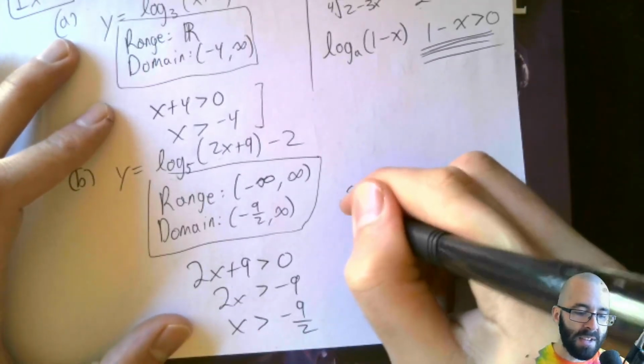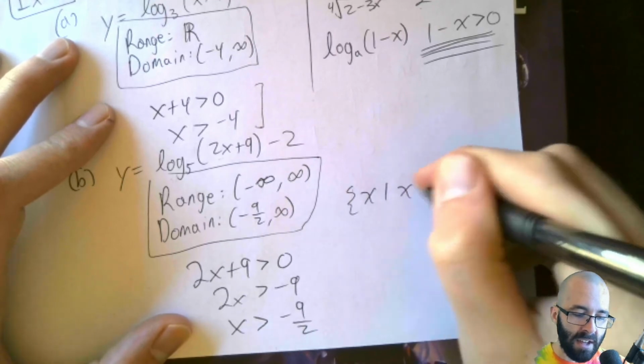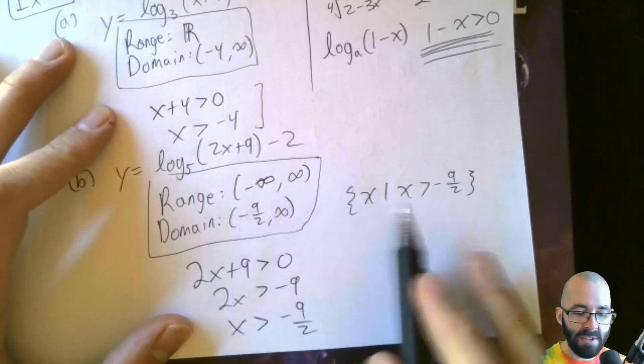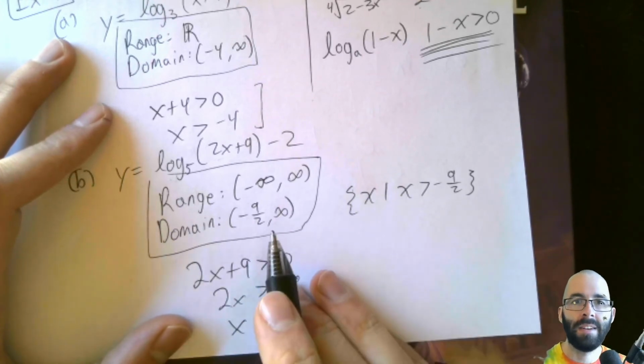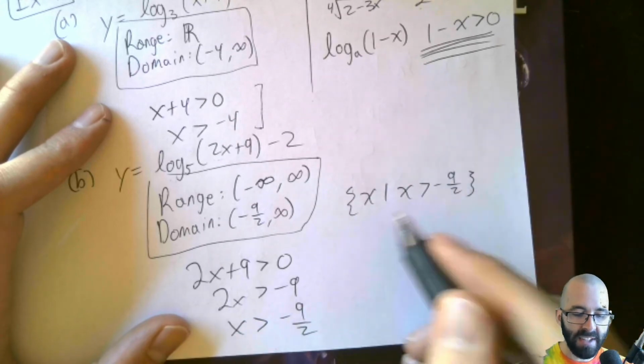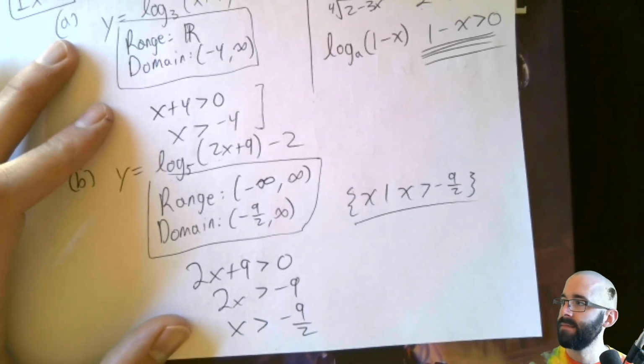And again, if you want to use set builder notation, the set of all x such that x is bigger than -9/2, this is perfectly okay as well. I usually just use whichever one requires less writing. For a lot of these, that's going to be interval notation. But I'll take this. This is A-okay.